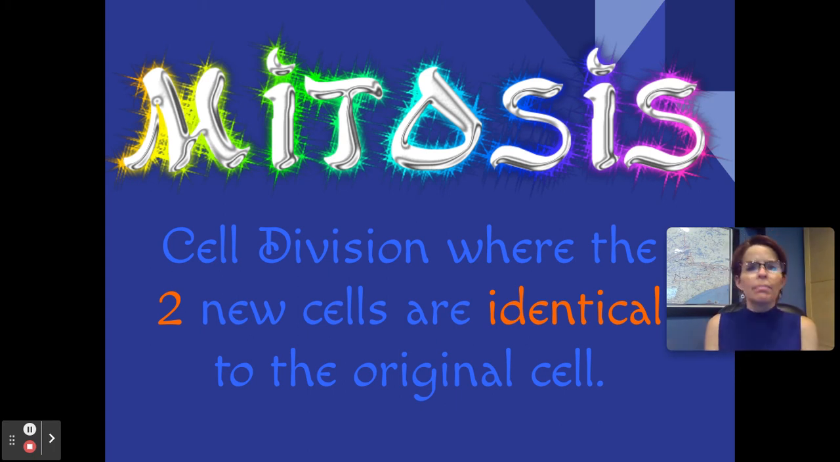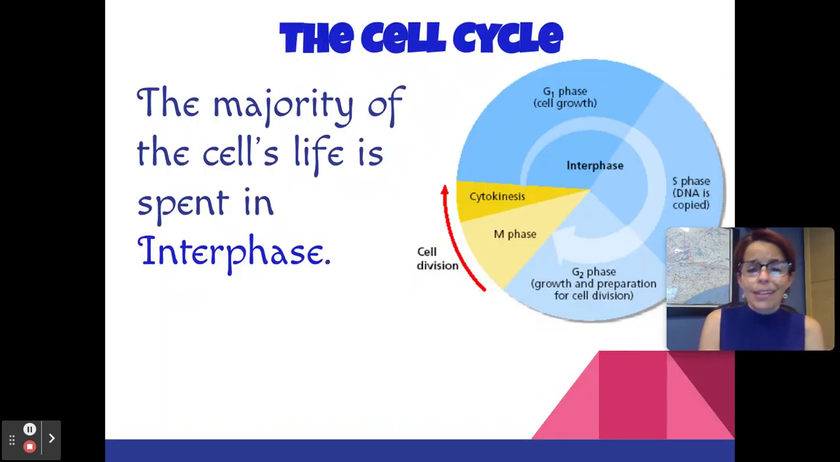But everywhere else in the body, if cells are needing to be made, you're needing to reproduce your cells, then it's going to be through mitosis. And it's similar to how bacteria reproduce themselves. It's cloning. So the idea is that you have one cell, it splits into two, and you have two identical cells. So just a couple background pieces of information.